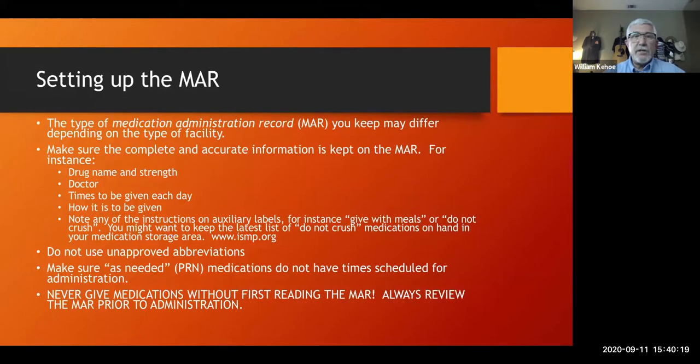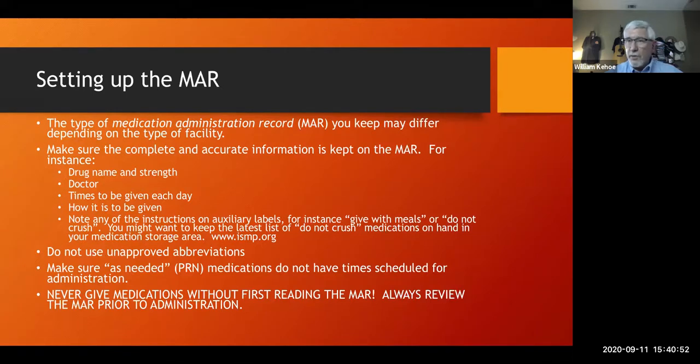Okay, we get a lot of questions on MARs, and facilities in general have their own form that they use. There are some standard forms, and Dr. Lazaro and I have worked on trying to come up with some example MARs that we can send if you need an example. But it needs to have these things on it. It needs to have obviously the drug and the strength, the number of dosage forms that make up the dose, 1 tablet, 2 tablets, whatever. Should have the prescriber on it.